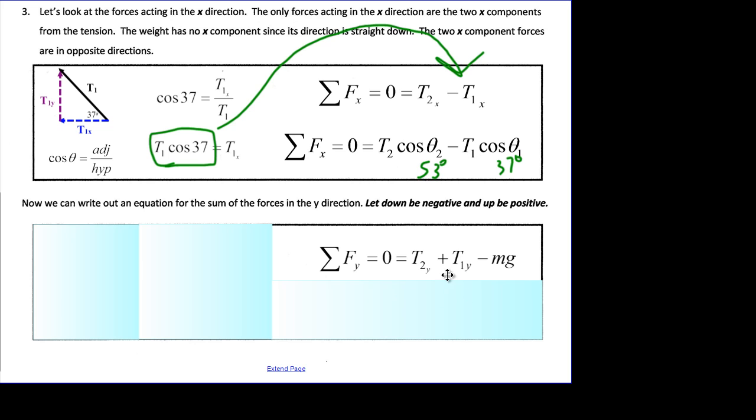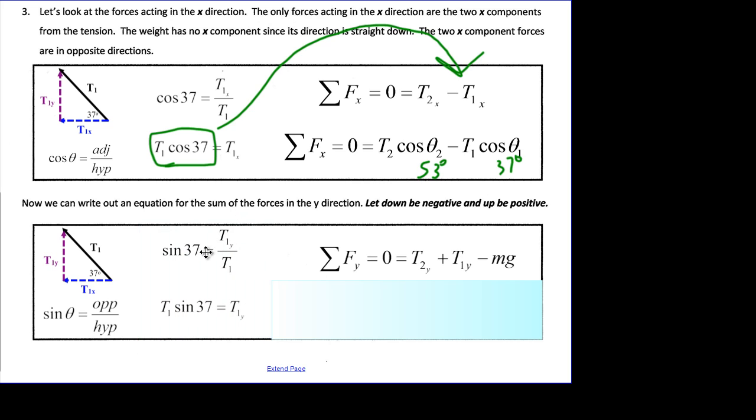Well, we're going to do the same thing here. Instead of T2y and T1y, we're going to get this down to just T2 and T1. So we can have 2 equations that just have T1 and T2 instead of 4 variables. Doing the same thing with the triangle, the y component is going to be the sine. So sine of 37 degrees equals T1y over T1, so T1y equals T1 sine 37.